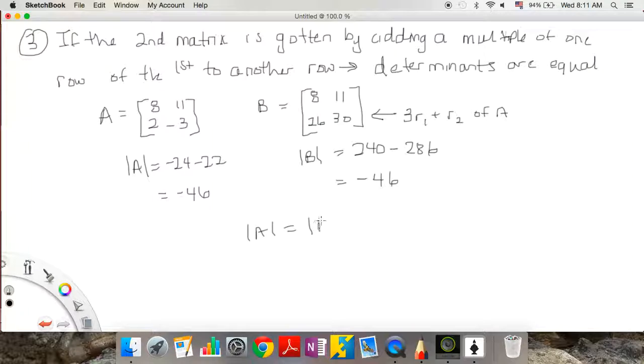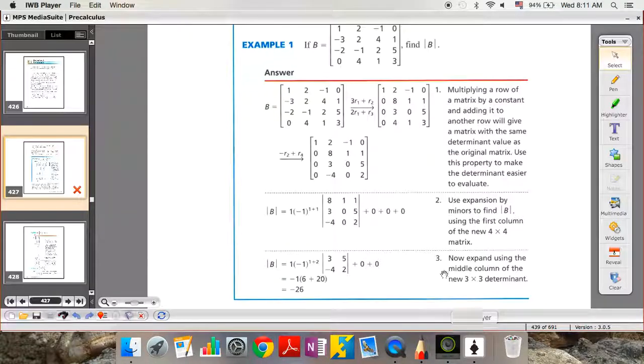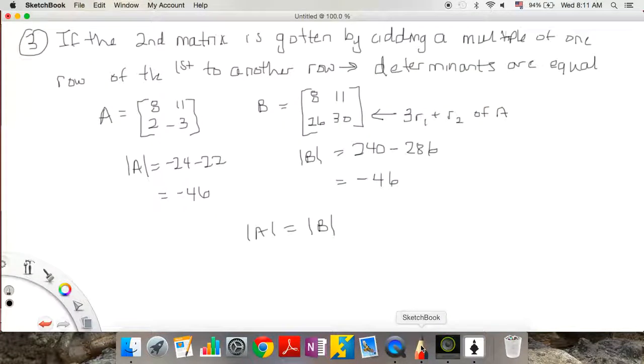Now, this is probably the most useful because, just like we looked at here, when we have all these zeros, it makes it a lot easier to calculate the determinant. So if we can use our Gaussian elimination techniques to get all these zeros when we have to do this by hand, then we'll be able to more easily calculate the determinant.